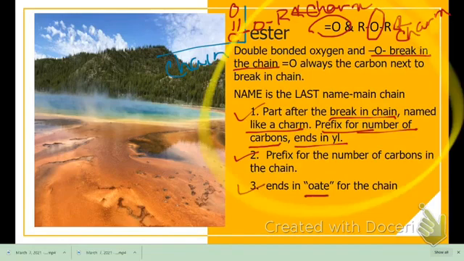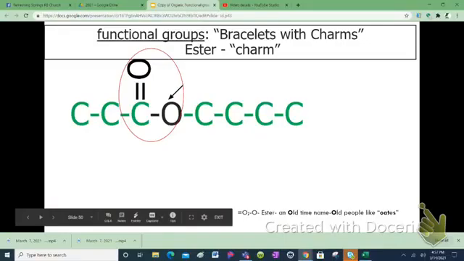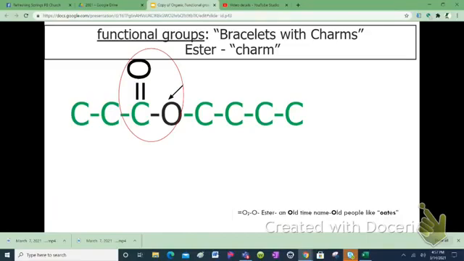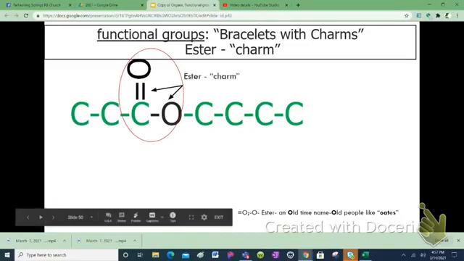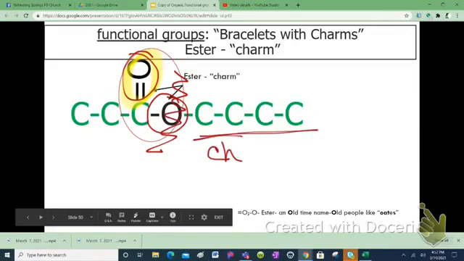Let's look at the first one. Okay, here you have your functional group. This is the ester charm. Now, just like the carboxylic acid, there are 2 charms involved. There's that double bonded O, and then there's that single O, but that O, remember, breaks the chain, and the other side of that O now becomes the charm. The side with the double bond O is part of the chain.